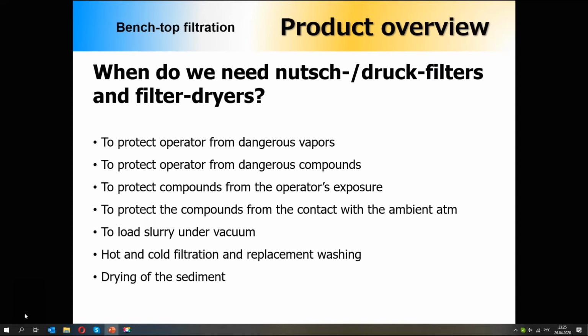The fourth point, when you need to protect the compounds, the sediment that you're filtering, from contact with the ambient atmosphere. Either that's because the compound can react with, for example, the oxygen that is in the atmosphere, or maybe you are afraid that some dust from the atmosphere can settle on the compound or something like that. So this is another point. The fifth point is when you need to load slurry under vacuum. So when do we need that?